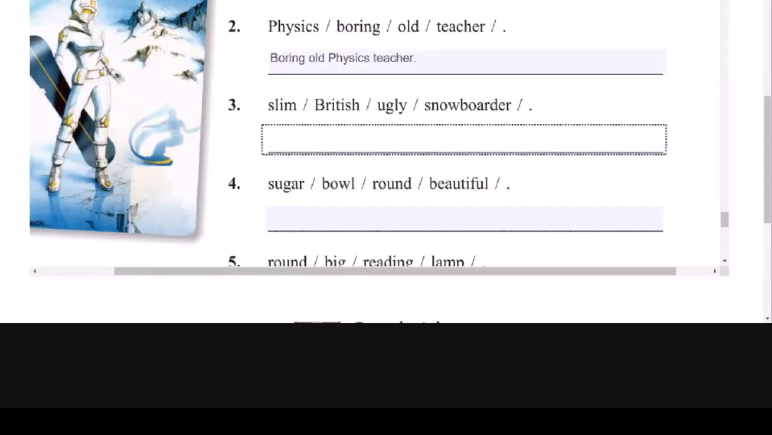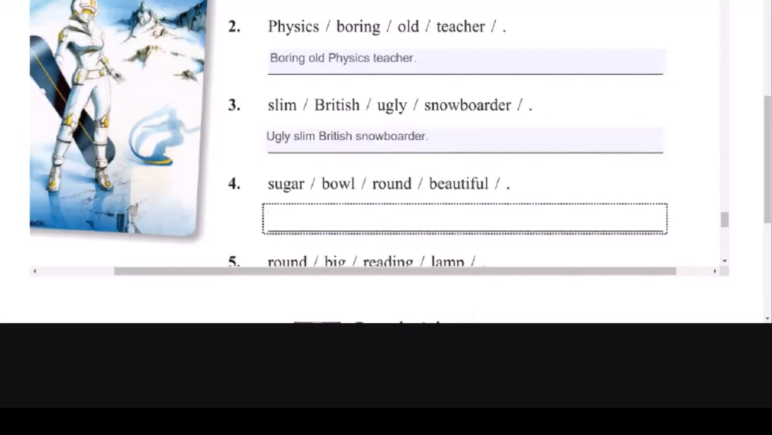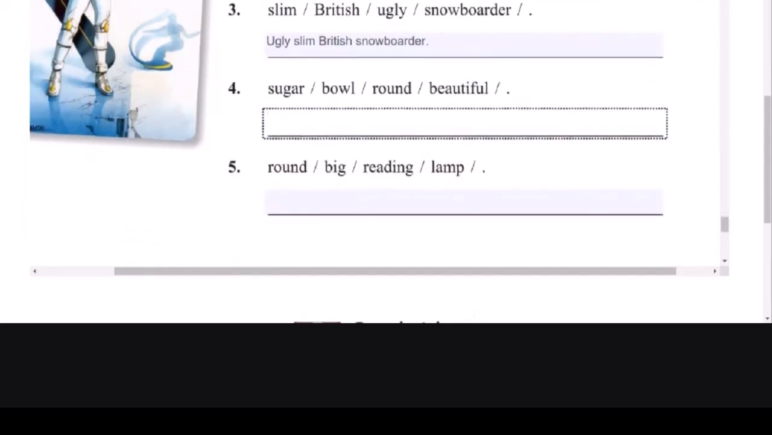One is ugly, slim, British snowboarder. Yes, ugly is the opinion. Slim is the shape. British is the nationality. And snowboarder is the noun, right? Yes. Next one.